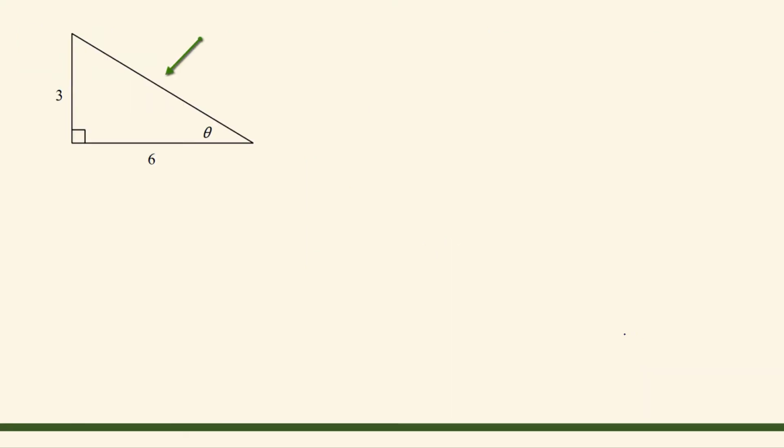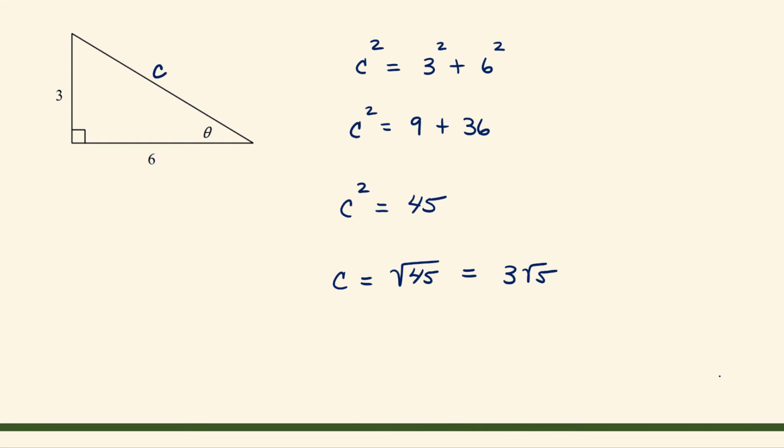To begin, we must find the length of the hypotenuse of our right triangle. Let's label the hypotenuse c. Now, using the Pythagorean theorem, we know that c squared must equal 3 squared plus 6 squared. This implies that c squared is equal to 9 plus 36, which implies that c squared is equal to 45. Taking the square root of both sides and only using the positive value because we're dealing with the length of a side, c is equal to the square root of 45, which can be simplified to 3 root 5.